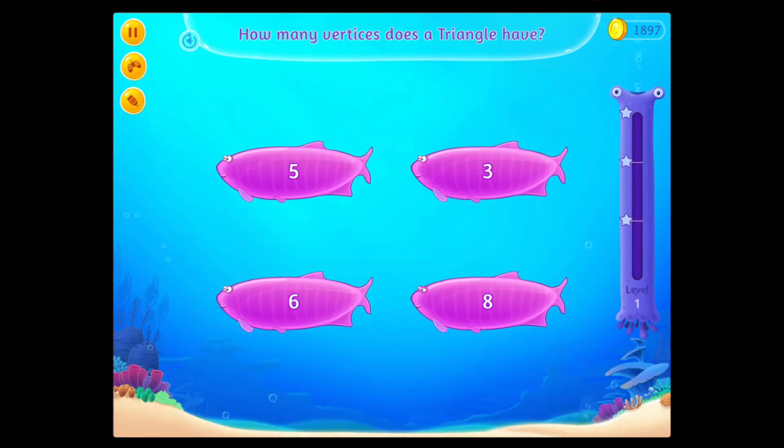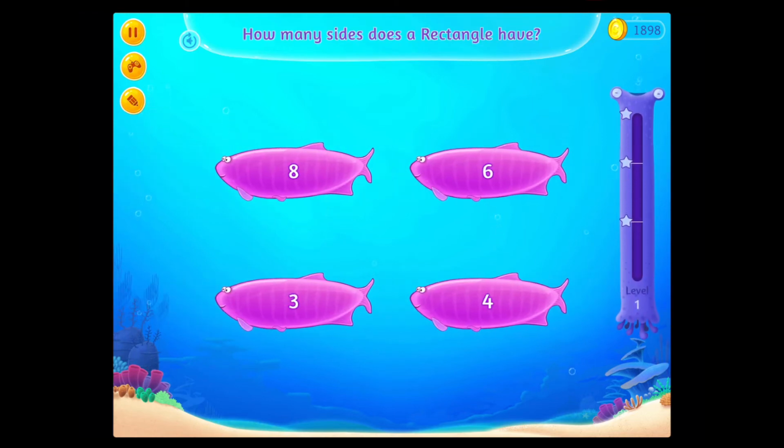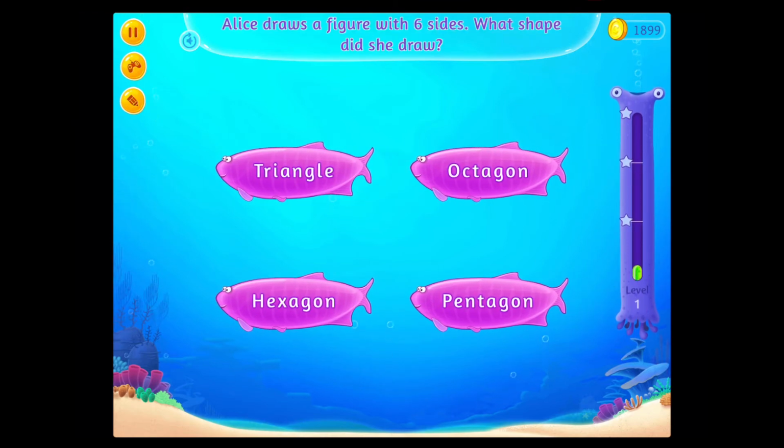How many vertices does a triangle have? Correct. How many sides does a rectangle have? Rockstar. Alice draws a figure with 6 sides. What shape did she draw?